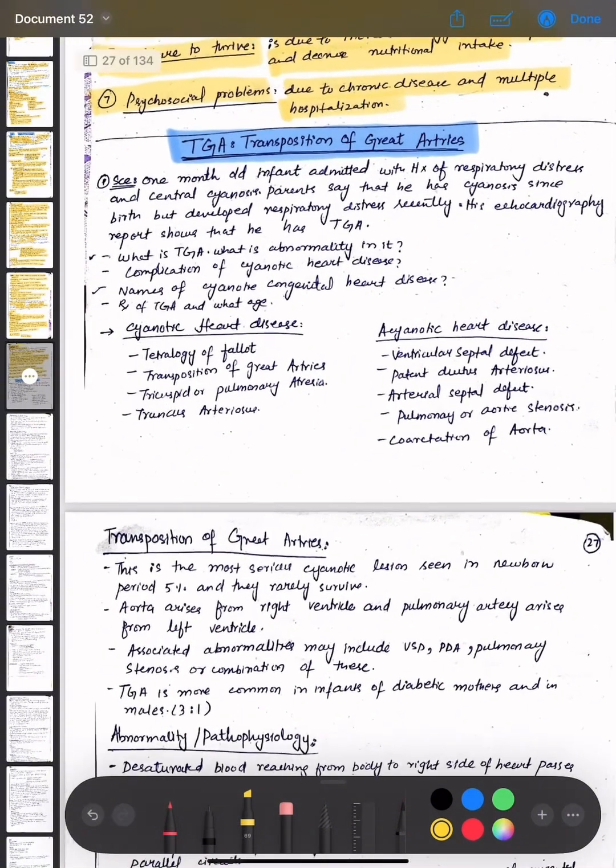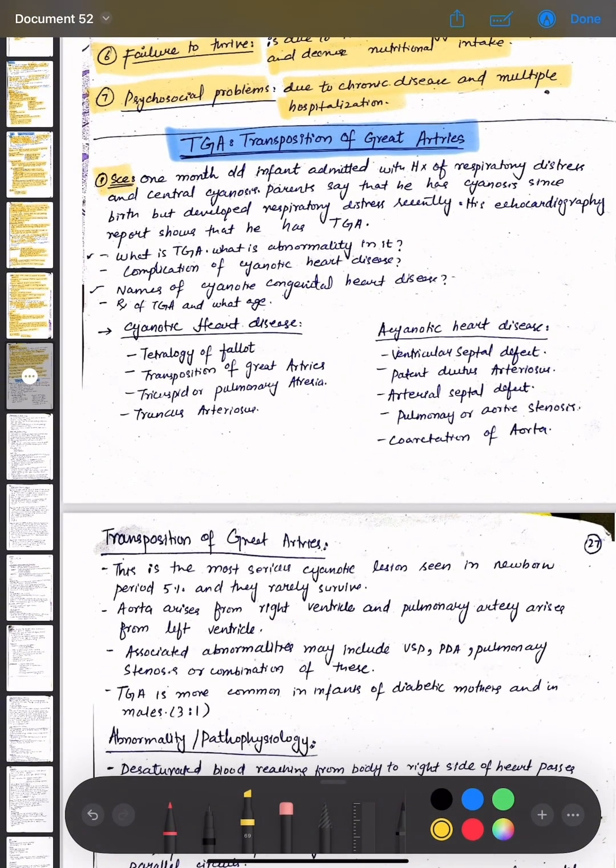Now we have a scenario: a 1 month old infant admitted with history of respiratory distress and central cyanosis. Parents say that he has had cyanosis since birth but developed respiratory distress recently. His echocardiography report shows that he has TGA. So, what is the TGA? What is the abnormality in it?